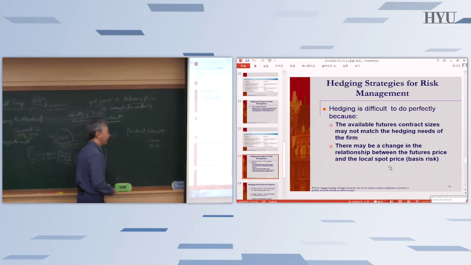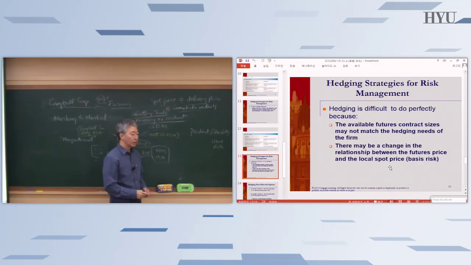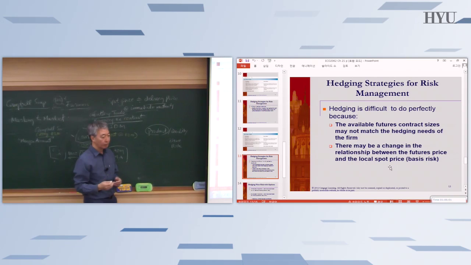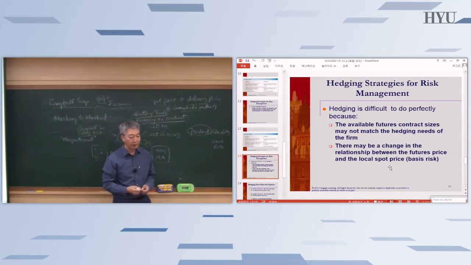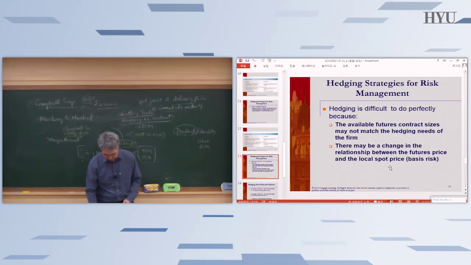Sometimes you try to hedge against the price fluctuation of a certain product, but that exact product is not available in futures, so you use a closely related product like jet fuel and crude oil. But then that relationship may not be perfect. So that's the problem.